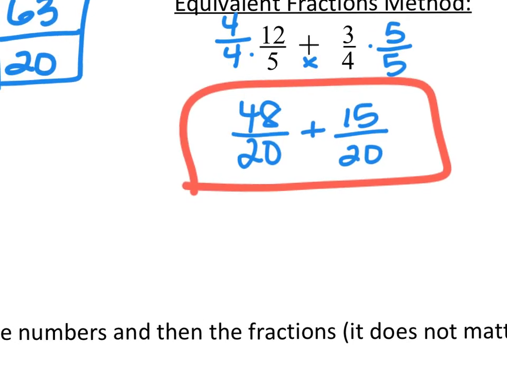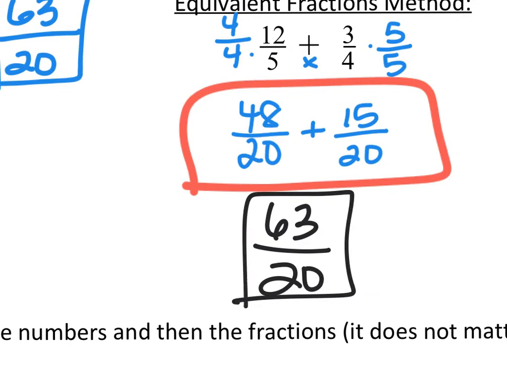And again, we would get 63 over 20. What you're really asking yourself when you do this method is, I need a 4 and a 5 to get 20. I already have the 5. What am I missing? And you're missing the 4. So you're going to multiply the top by 4. Over here, I need a 4 and a 5. I have a 4. I don't have a 5. That's what I have to multiply to the top to get the 15.